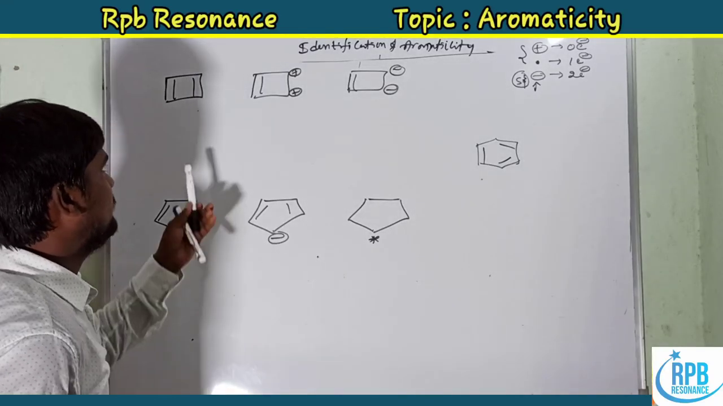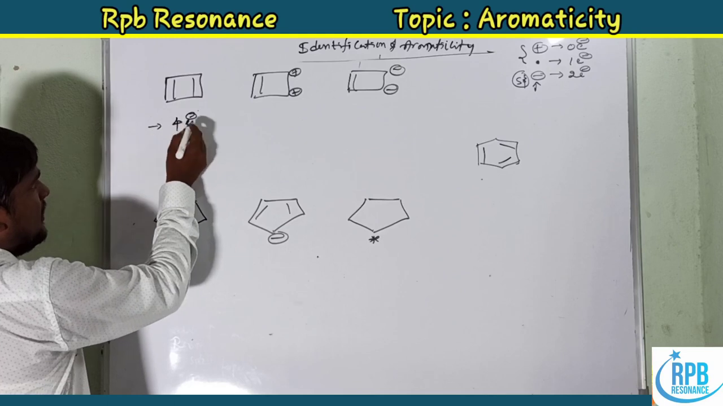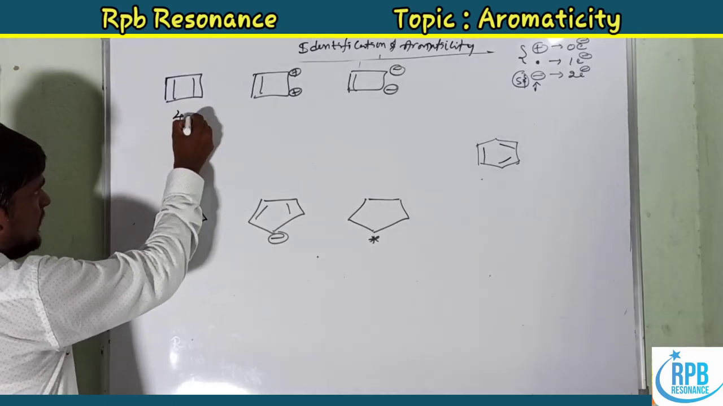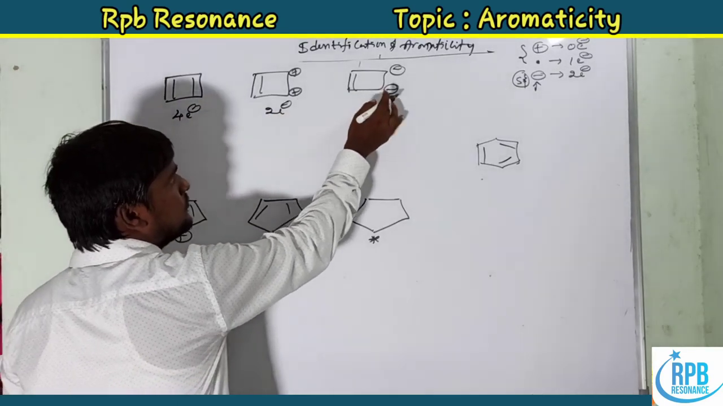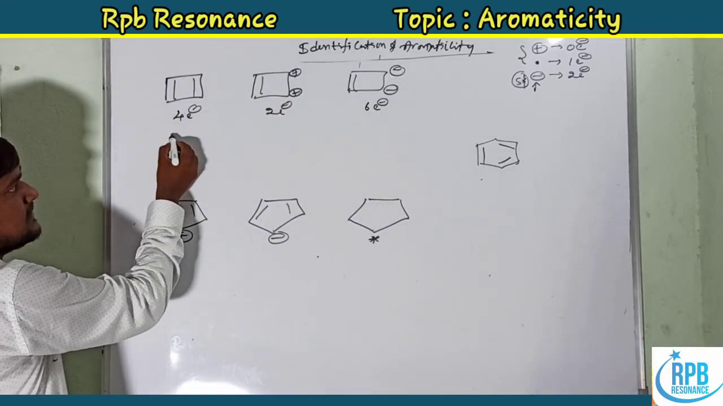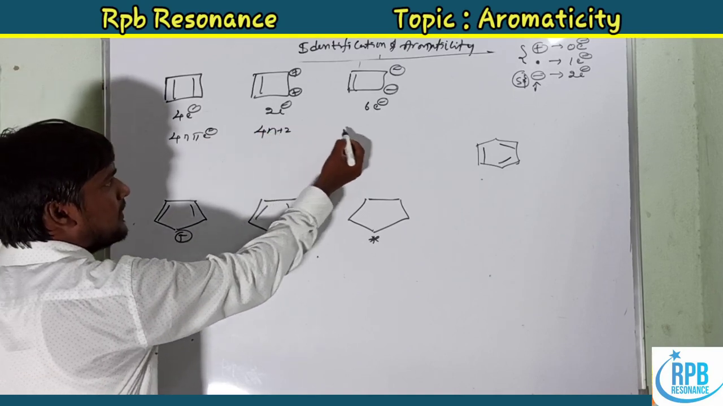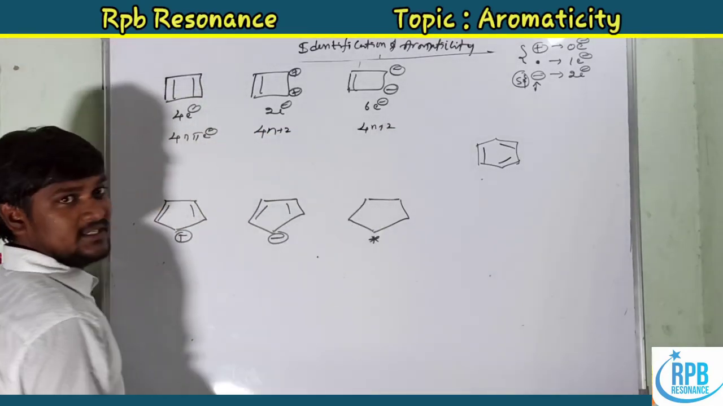Now here the 4-membered ring, that means here 4 electrons are there. First of all calculate the pi electrons: 4 electrons, 2 electrons. So 2 plus 2 plus 2, that means 6 electrons. So 4 electrons is nothing but 4n pi electrons. Here 2 means 4n plus 2 pi electrons, 6 means 4n plus 2. I think it is very clear.